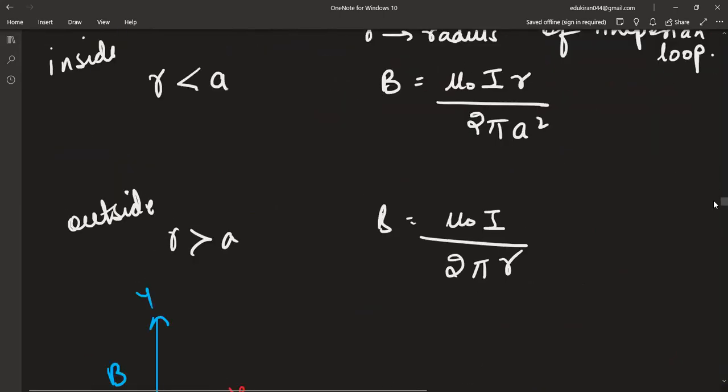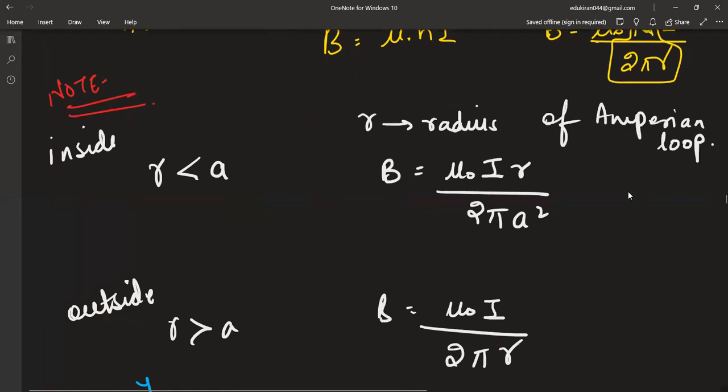So if we have chosen points inside, that is radius is less than a, so the radius of the Amperian loop is this. This was the formula we obtained: B is equal to mu naught I R by 2 pi a square. And outside, that is R is greater than a, we obtain the formula B is equal to mu naught I by 2 pi R.